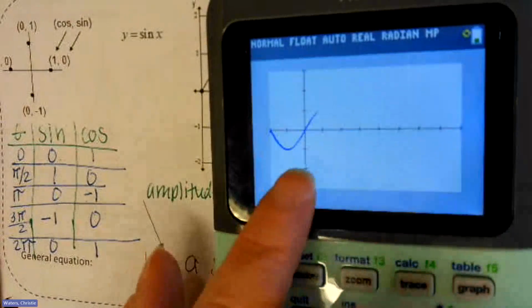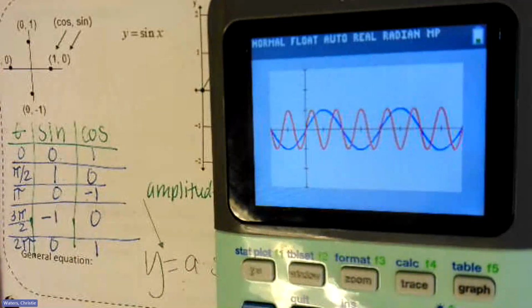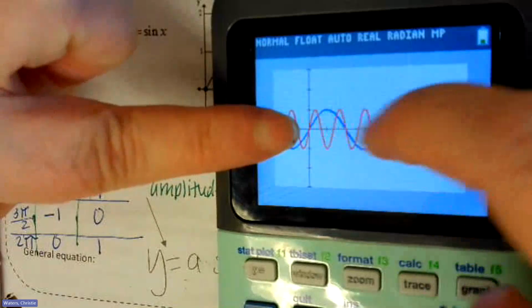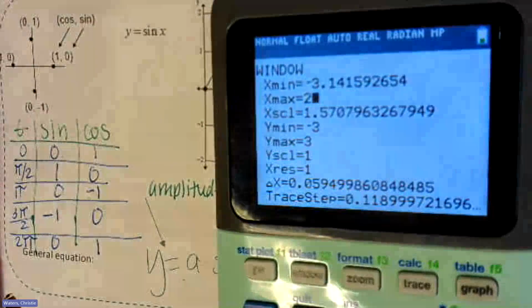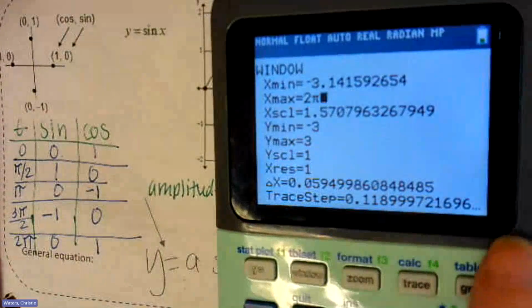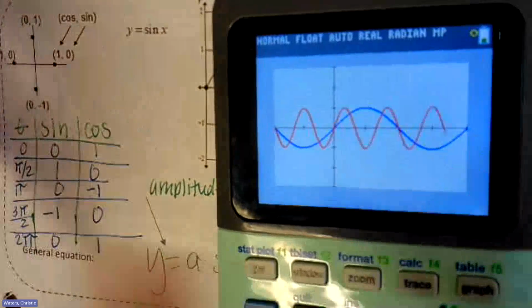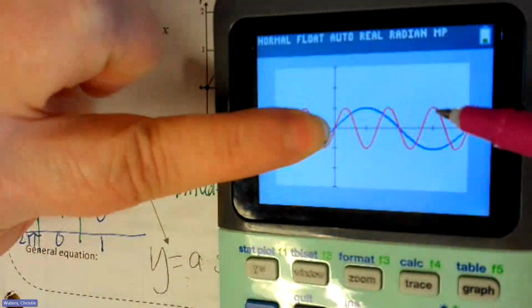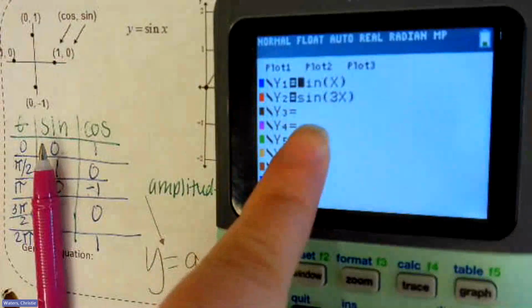All right, so we already have sine of x here. This is the blue one. 3x looks like that. So when I do 3x, what that means is we're going to squeeze 3 cycles in the space that it takes the normal sine curve to do one cycle. So I'm going to adjust my window a little bit. I'm going to make my x maximum 2 pi because that's one full cycle of the regular graph. So this is going to stop at 2 pi. That's one cycle. Now, if we look at the red one, starting at 0, it completes 1, 2, 3 cycles in that same distance. So that's what having a b value does.